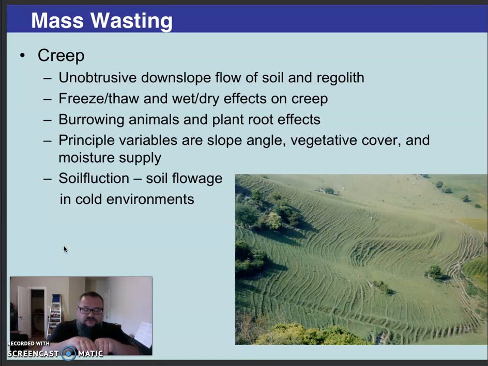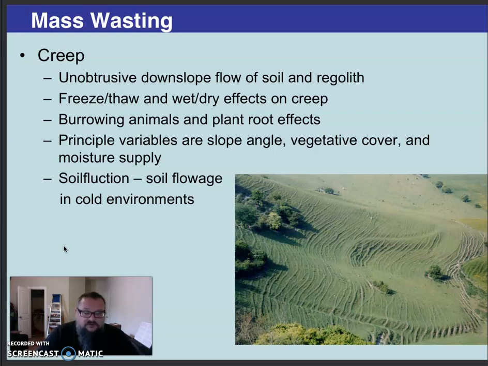And creep happens everywhere that the ground isn't perfectly flat, which is essentially everywhere. Any place the ground isn't perfectly flat, gravity is working on bringing those soil particles down, just like it brings water down in a rainstorm. Just because it happens really slowly doesn't mean that it's not happening.